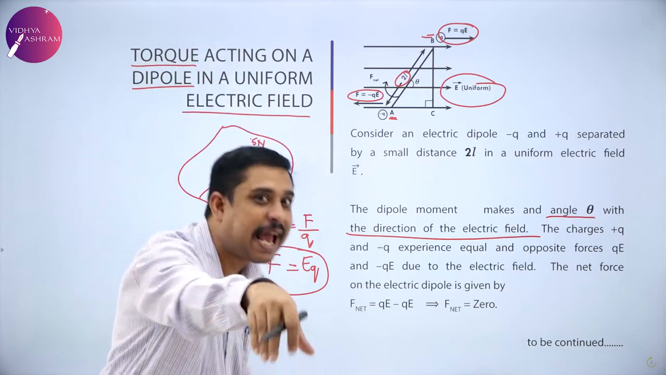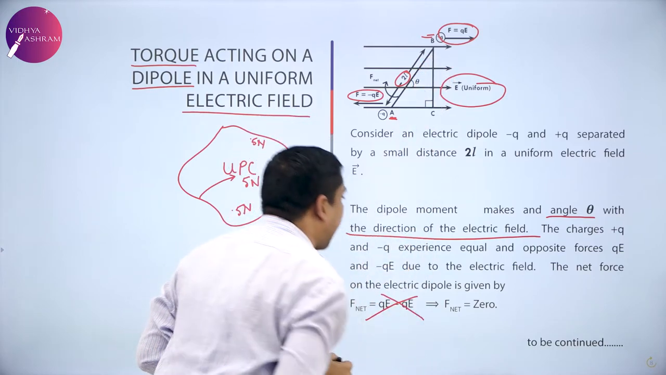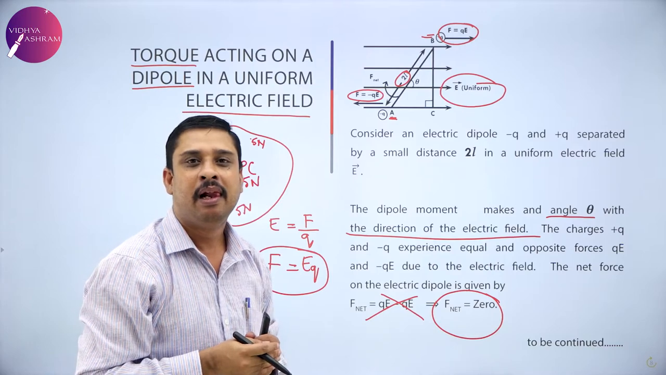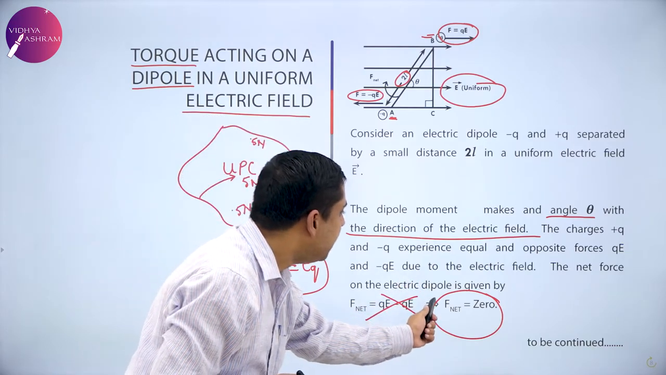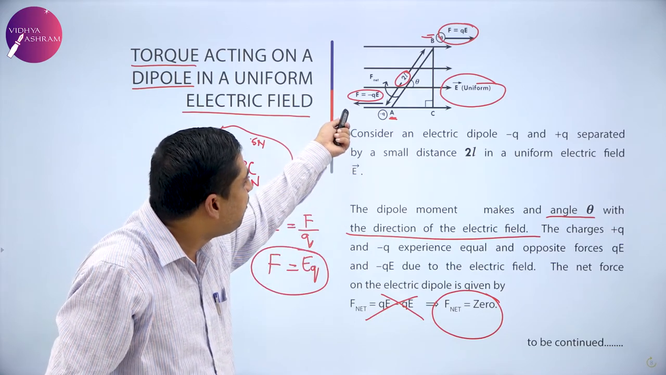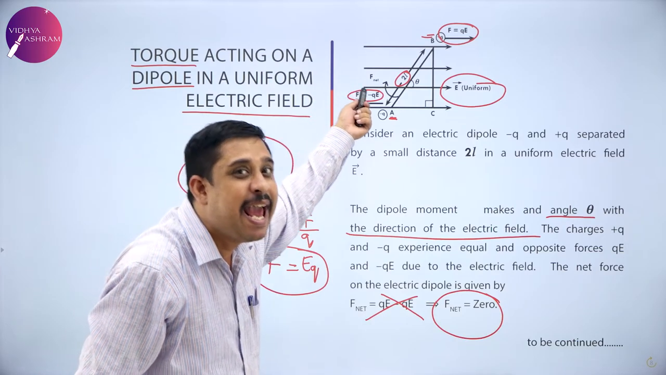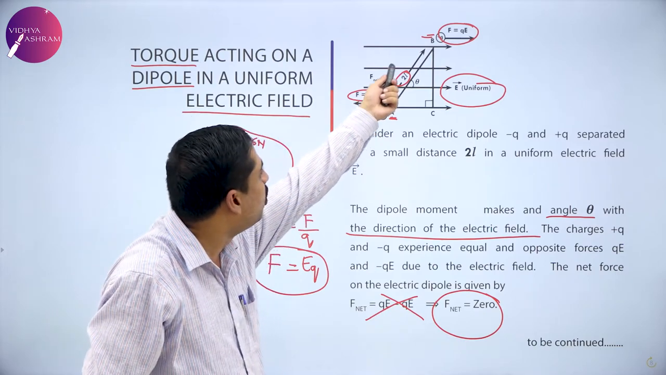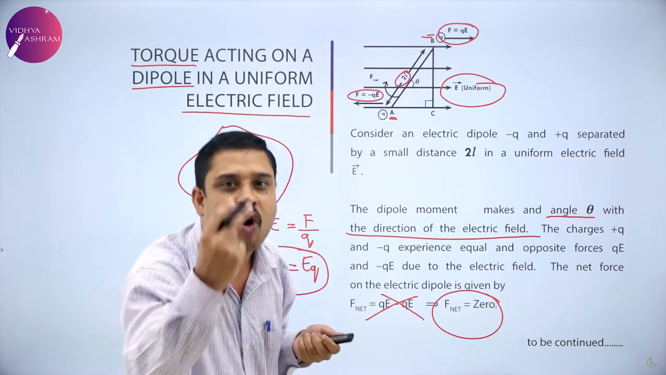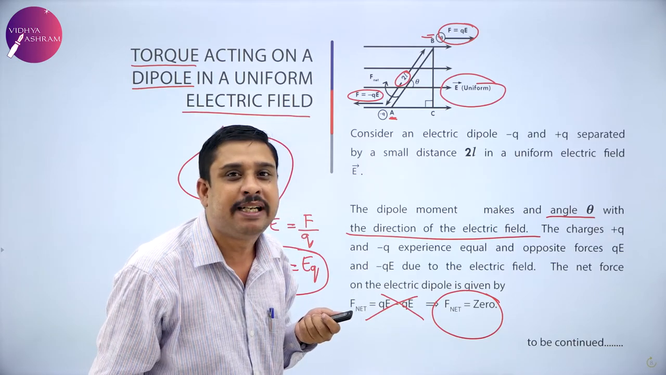So what is the net force acting on the system? One is minus Q into E, the other one is plus Q into E. They cancel each other and the net force acting will be zero. But my dear students, if you observe here, there are two forces of the same magnitude. The force on minus Q is QE, and the force acting on plus Q is also QE. There are two forces of the same magnitude, but acting in opposite directions.